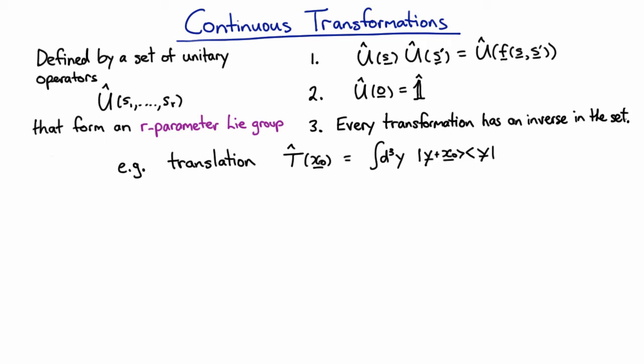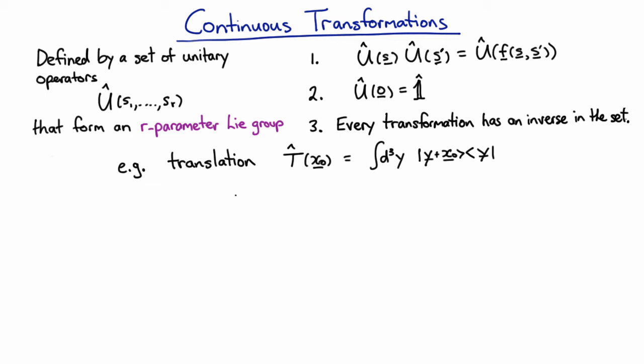And if they depend on continuous variables s1 to sR, R of them, then you've got an R-parameter Lie group. And an R-parameter Lie group has the identity, it has the inverse of every transformation in it, and any pair of transformations that you do in a row leads you to another transformation still in the set. We did an example, which was the translation operator. You can see that it's a unitary operator here. It can take the state |y⟩ and give you the displaced state |y + x₀⟩.